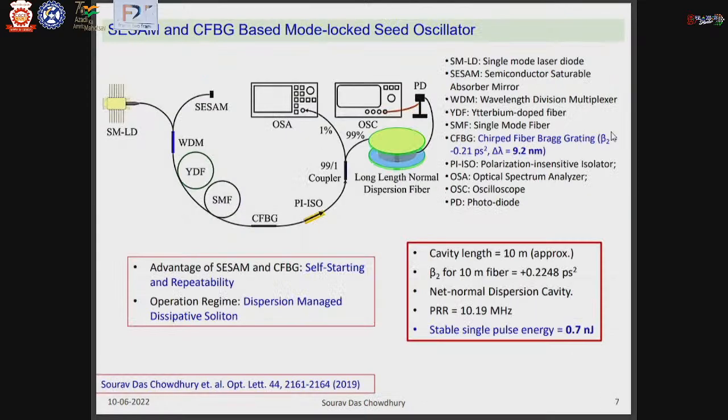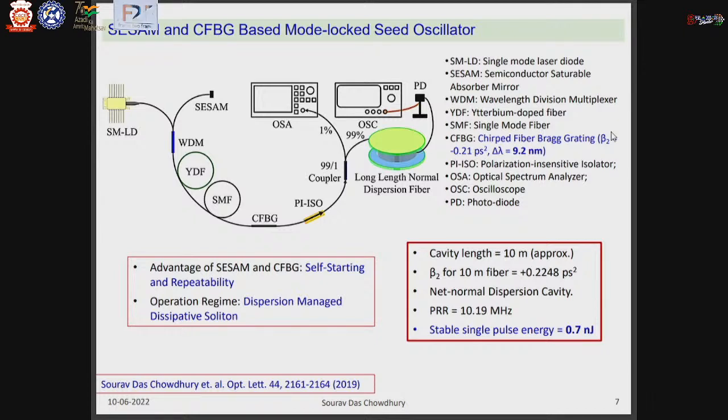But before designing the amplifier, the seed characteristics are very important, because ultimately I am amplifying the seed, and the seed characteristics finally decide what the final amplified pulse characteristics will be. So this is the seed oscillator. This is the mode locked seed oscillator, dispersion managed. It is mode locked using a SESAM, which is a semiconductor saturable absorber mirror.